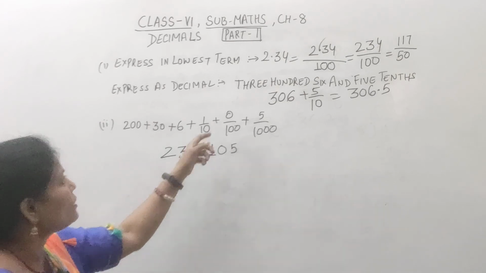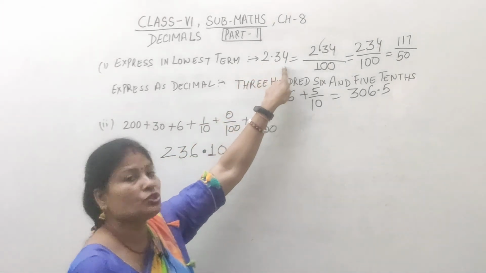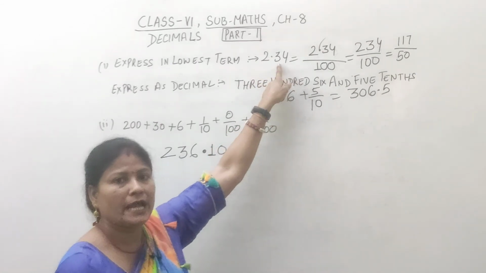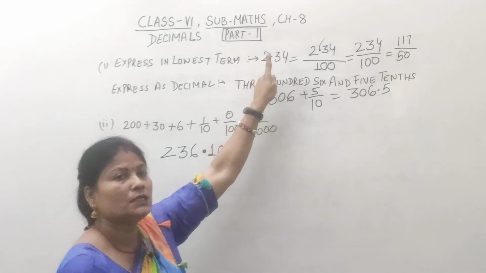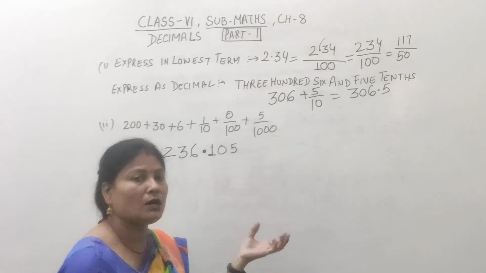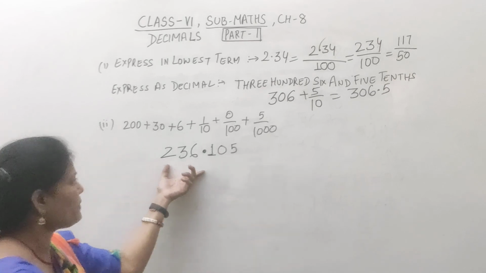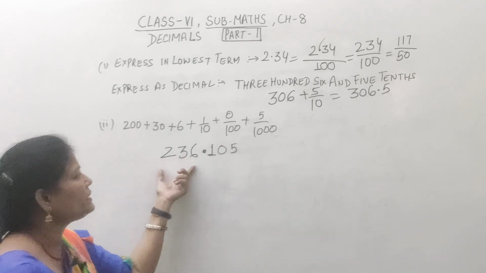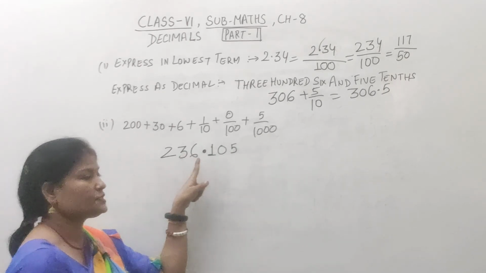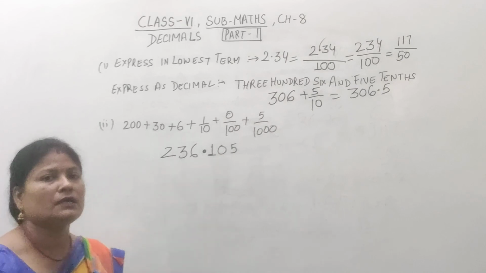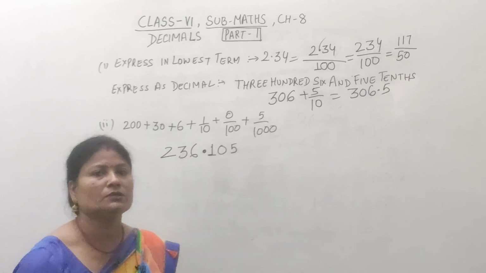Yes, children, keep in mind how we read any decimal number given to you. I have to read it out like this: here is written 2.34. I can't speak it out as 2 point thirty-four. I have to read it as 2 point 3 4, because after the decimal I have to speak out only single digits. In the same manner, this number 236 is a whole number and after that the decimal, 236.105. So, in this manner we can convert the given numbers into decimals.